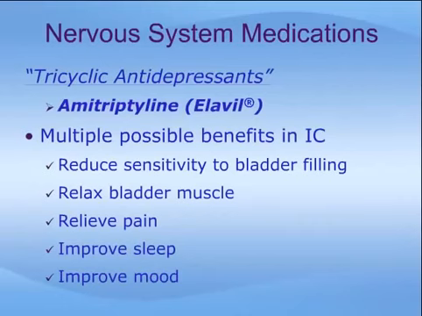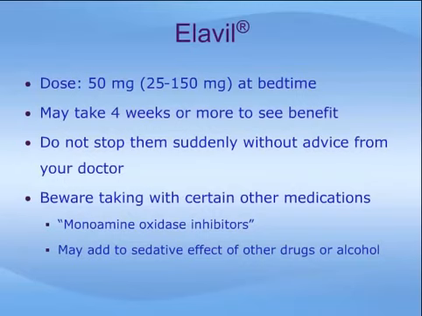Certain drugs that act on the central nervous system are commonly used in patients with IC. The most common are drugs within a class called tricyclic antidepressants, and especially the drug amitriptyline, or Elavil. These drugs may have multiple benefits, including reducing sensitivity to bladder filling, relaxing the bladder muscle, relieving chronic pain, improving sleep, and improving mood. Elavil is usually dosed from about 25 to 75 milligrams per day, taken at bedtime.